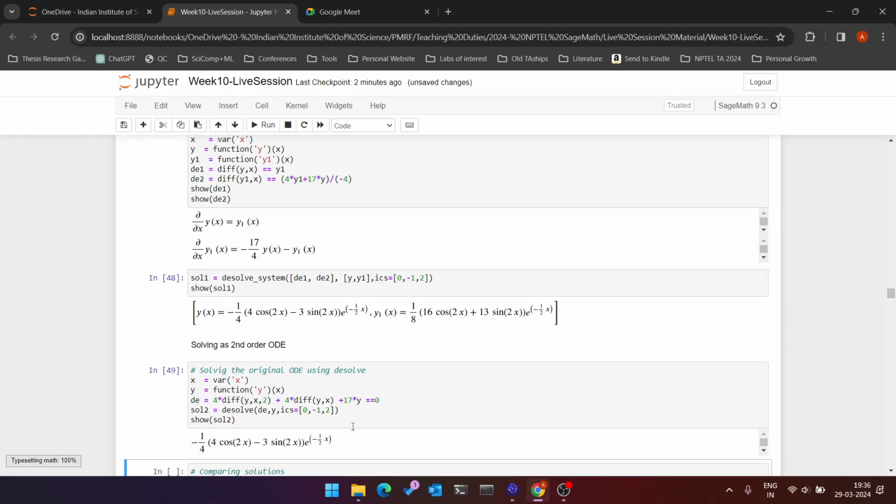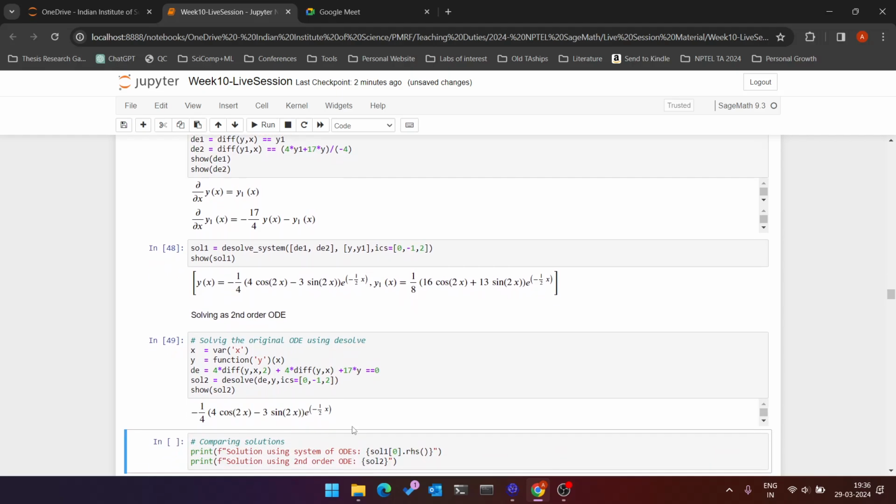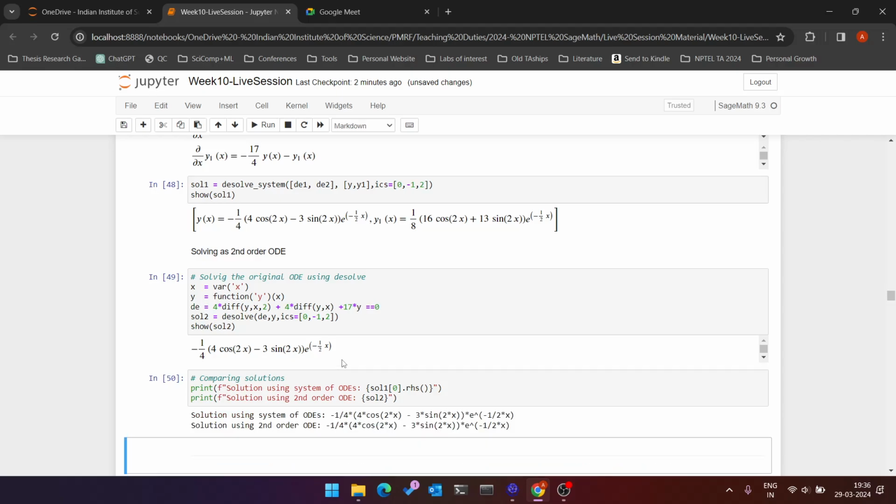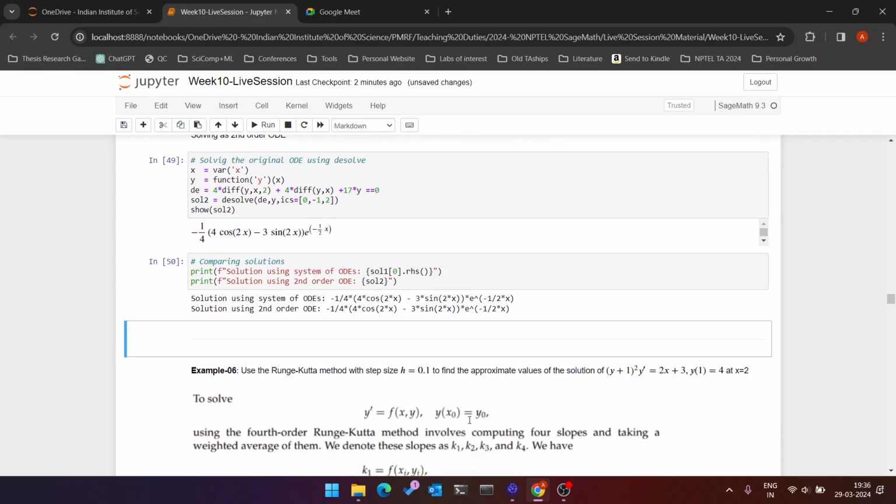Now if I show solution 2, this is what it looks like. Minus 1 by 4, 4 cos 2x, minus 3 sin 2x, equals minus half x. So this matches with this. If I just compare this, they both turn out to be the same. Whether we use a system of ODEs or a single second order ODE, our solution should be the same, which is what we see here.